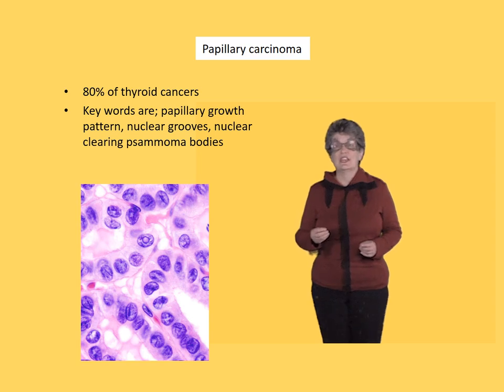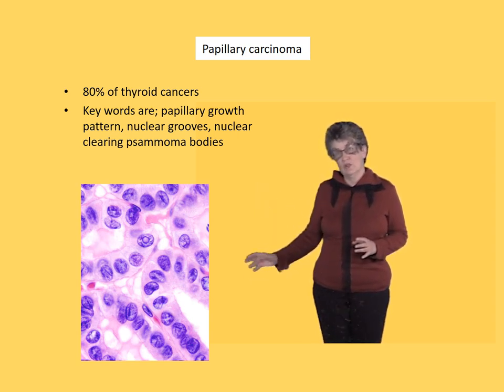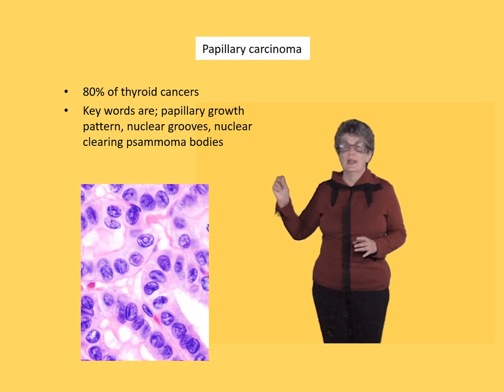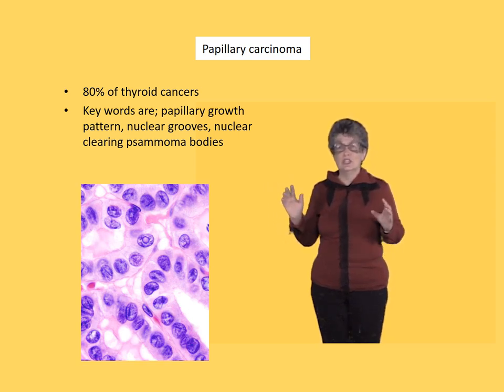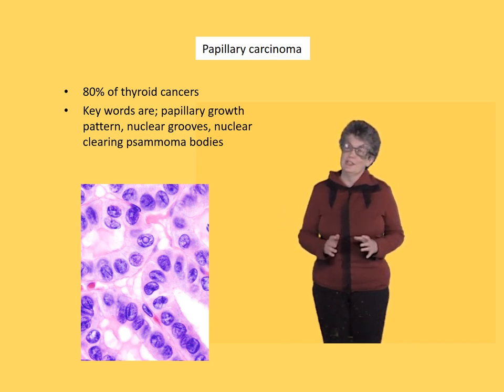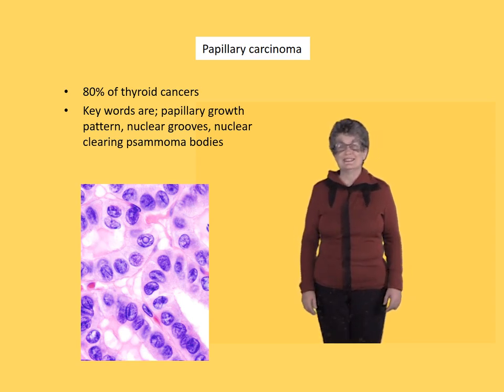The other thing that's really common is nuclear clearing. So down at the bottom right-hand picture, you've got a nucleus that has a white area in it, and that's nuclear clearing. In the middle of the picture, just on the edge of the curve, you can see a nucleus with a kind of pink round thing in it, and that's a nuclear inclusion. Because the nuclear features of papillary carcinoma are so distinctive, it's really easy to diagnose on FNA.